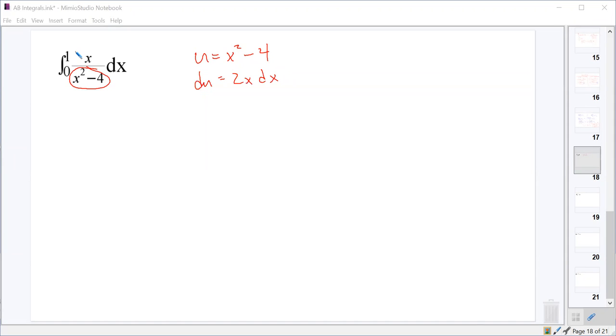Two. Yep. And if I multiply my numerator by 2, what do I need to do outside my integral sign? Multiply by 1/2. Good. So we've got 1/2 of an integral of du over u from 0 to 1.